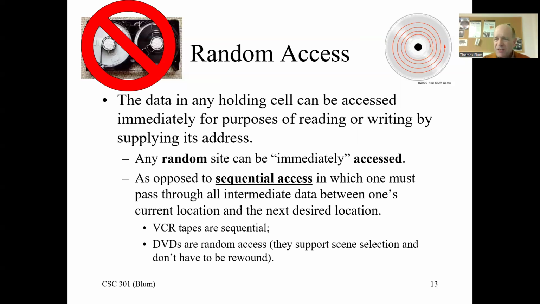But another distinction is random access as opposed to sequential access. If you have a way of storing ones and zeros, and your access is such that everything is in a particular order and you can't jump around, you've got to go from 1 to 2 to 3. You've got to go in this sequential order to get at whatever it is you're trying to get at.